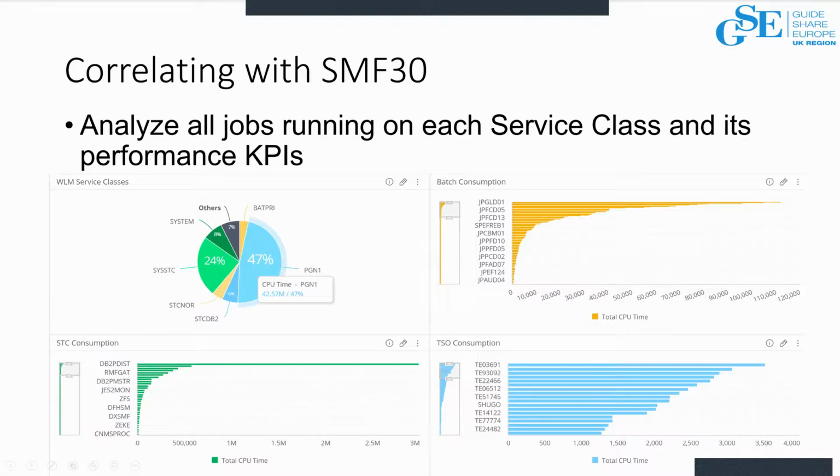And after you know the jobs running on a specific service class, you can also understand the consumption that's provided by SMF 72.3, but also the consumption on the SMF 30. And on SMF 30, you also have the MSU consumption, the service units consumed by the job. So you can make a relationship between the two SMF records to understand the consumption.